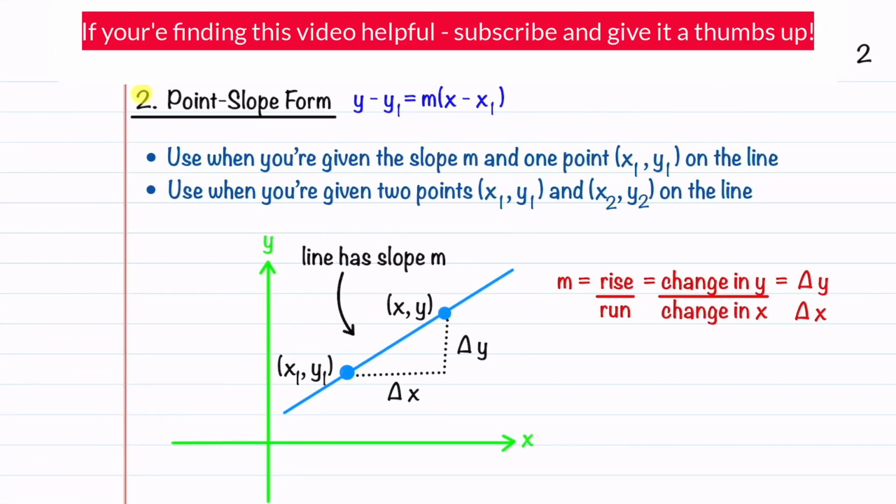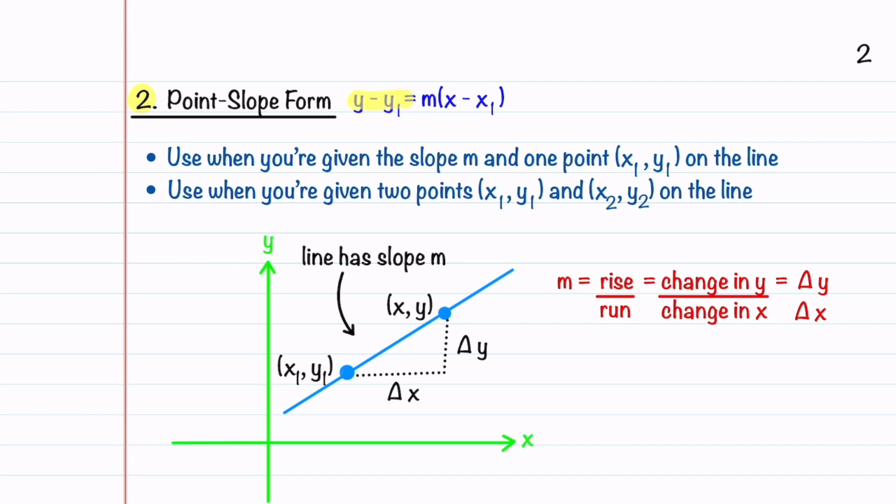The second form that we'll look at is the point-slope form given by the equation y − y1 = m(x − x1). This is the form that you'll need to use when you're given the slope and 1 point on the line, and also when you're given 2 points on the line and not given the slope.